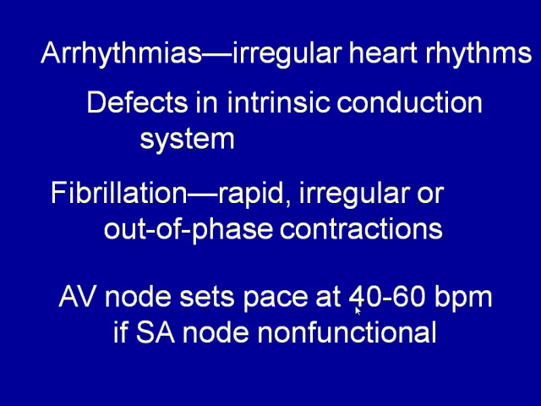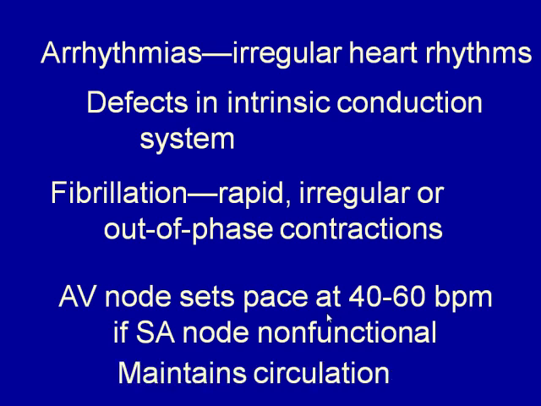The AV node sets the pace at about 40 to 60 beats per minute. So if the SA node is damaged or becomes fibrous, which is something that can happen with aging, then the AV node will take over. It will be the fastest thing, and it will keep the pace going between 40 to 60 beats per minute. Now, this helps maintain the circulation of blood to the body cells so that there's not damage there, but it's not a strong enough or fast enough rate for there to be much response to any kind of stress.